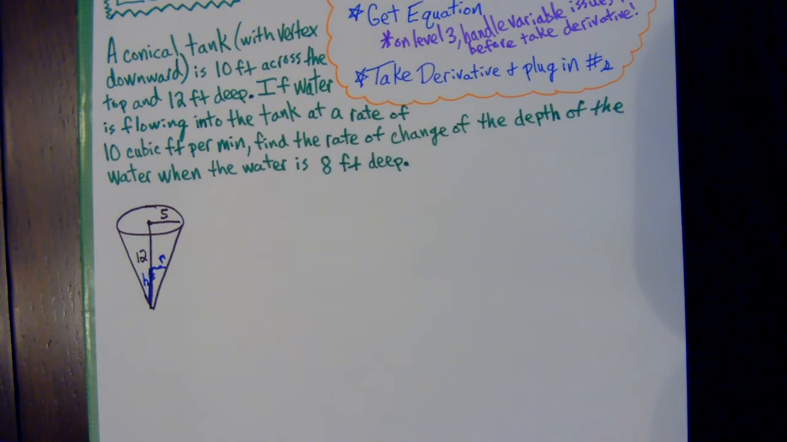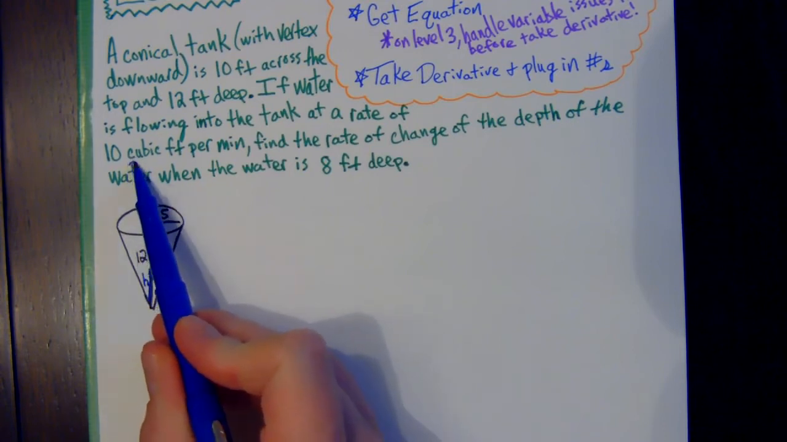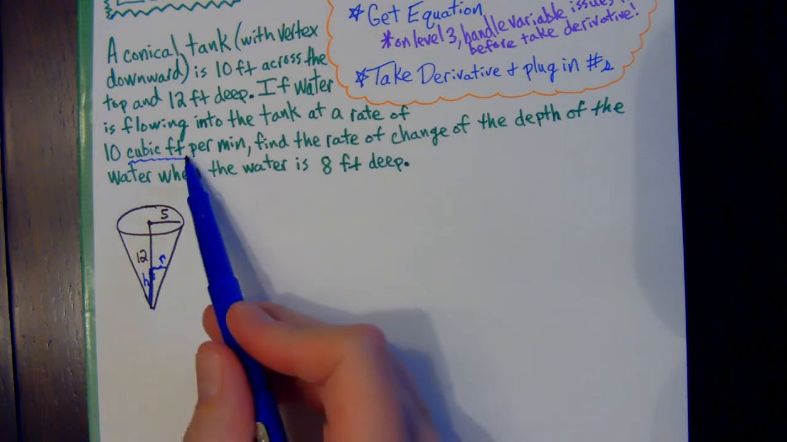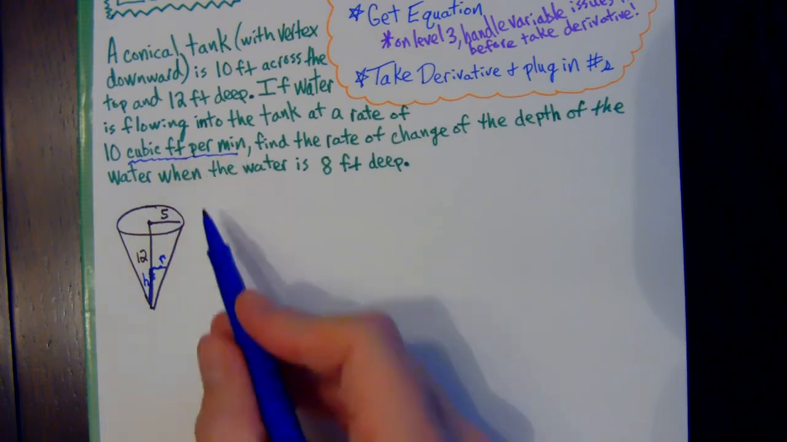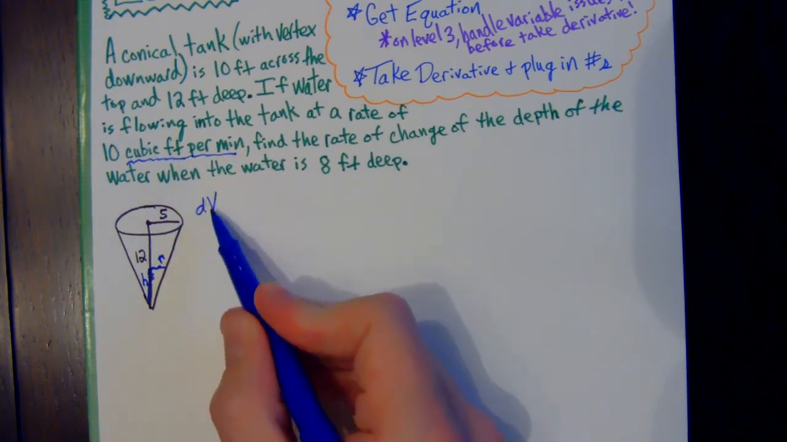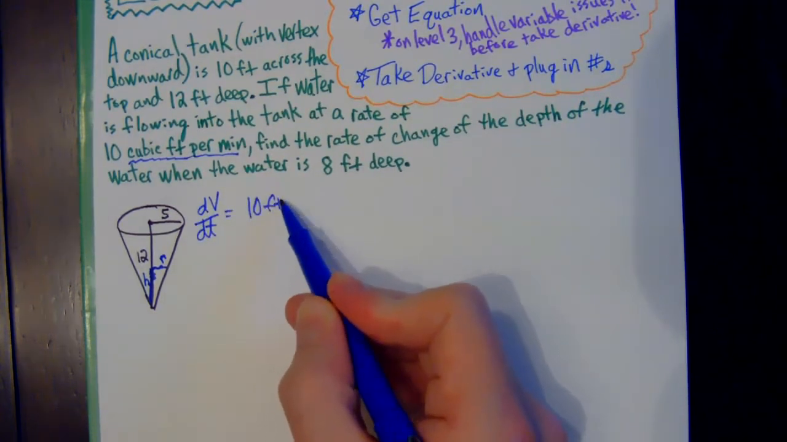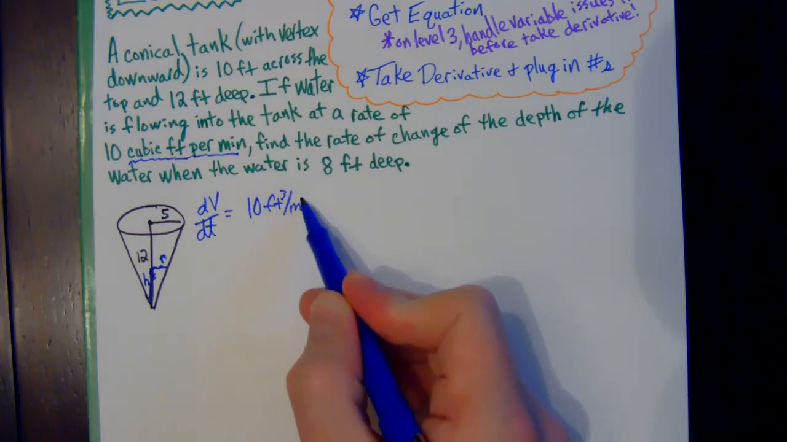If you're filling up a glass of water, that's affecting the volume. Now I realize the radius and the height are also changing. Here's what also gives it away. It says cubic feet per minute. Cubic is automatically volume, how fast the volume is changing. So what they're giving us here is dV/dt is equal to 10 cubic feet per minute.